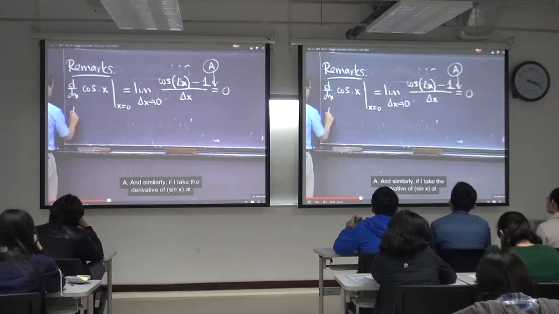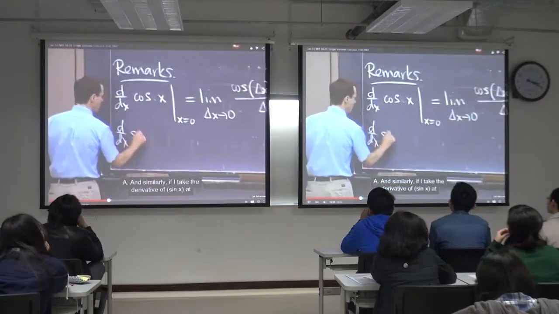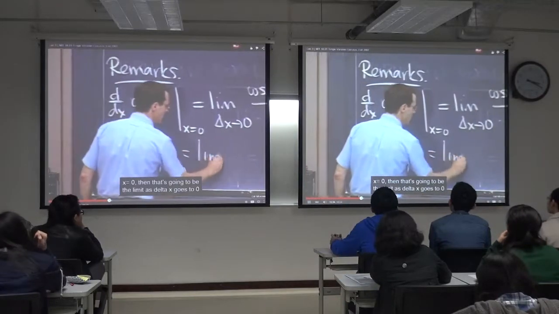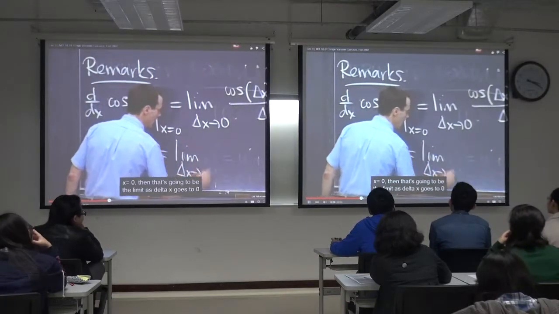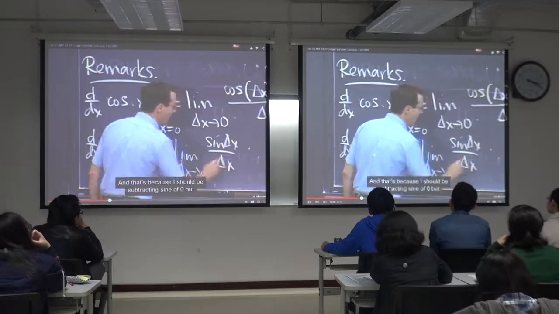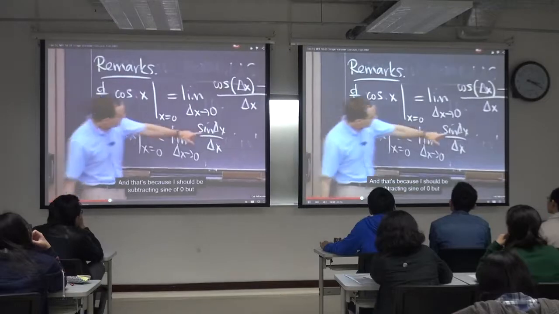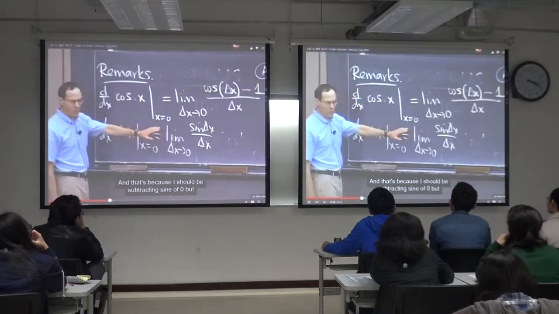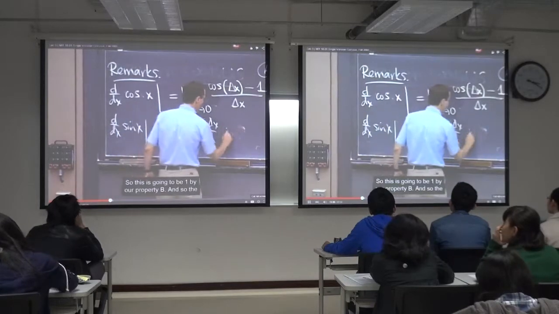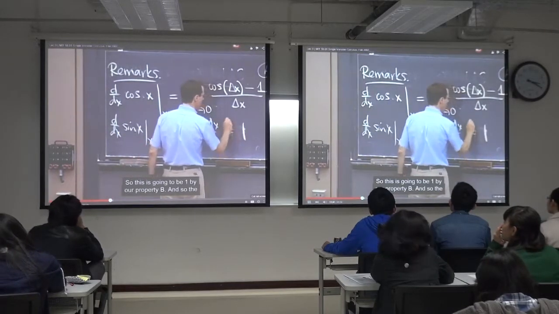Similarly, if I take the derivative of sine x at x equals 0, then that's going to be the limit as delta x goes to 0 of sine delta x over delta x. And that's because I should be subtracting sine of 0, and sine of 0 is 0. Right? So this is going to be 1 by our property b.